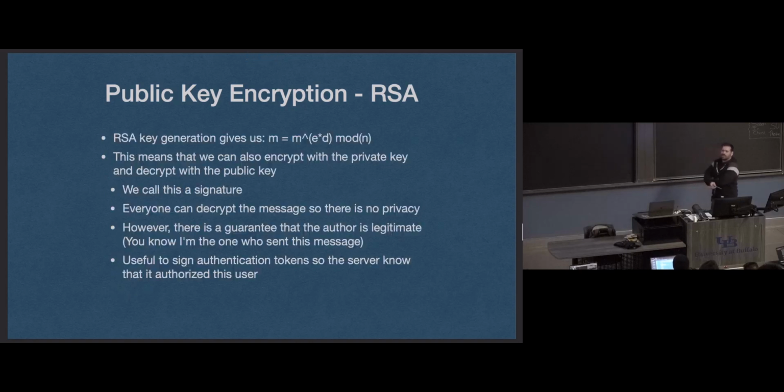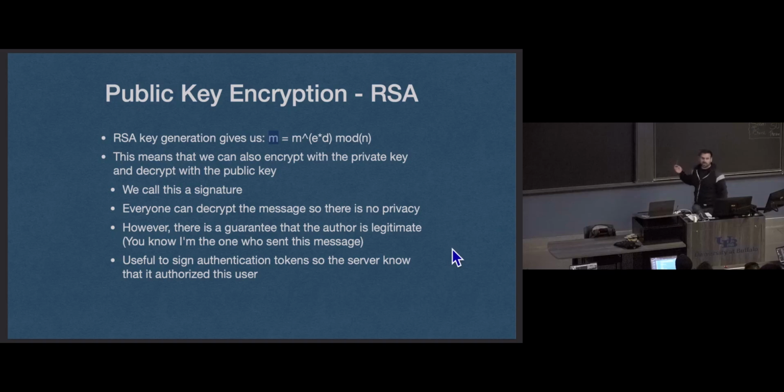We get a really nice property out of this as well. Since we're encrypting and decrypting using the same method, just different values, we get this nice property that our plain text message raised to the E times D modulo N is going to get us back to the plain text message. This is like encrypting and decrypting all in one.